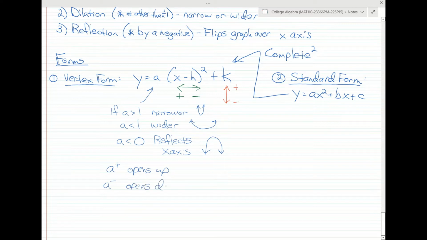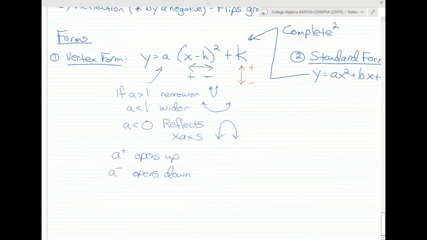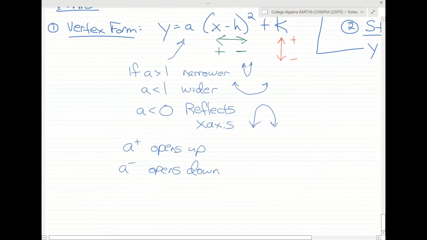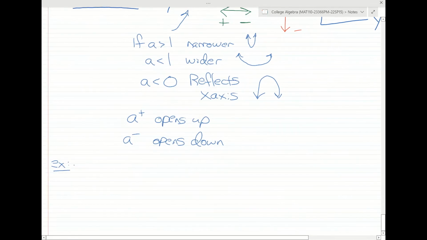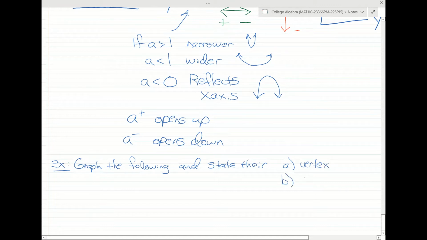Just want to run through a few examples. We'll talk about what the graphs actually look like. The examples are just going to say, graph the following. State the vertex, axis of symmetry, domain.